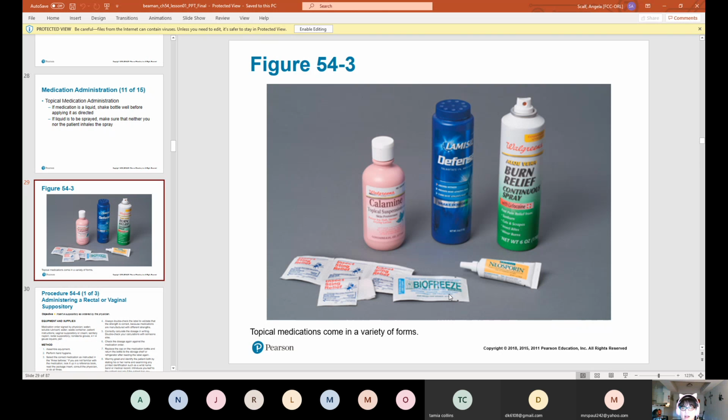And Biofreeze. Biofreeze is my best friend. I've got the spray version of it, the patch version of it, the gel version of it. But all of it is administered topically through the skin. And then, of course, Neosporin is an antibiotic ointment. These are all topical examples.